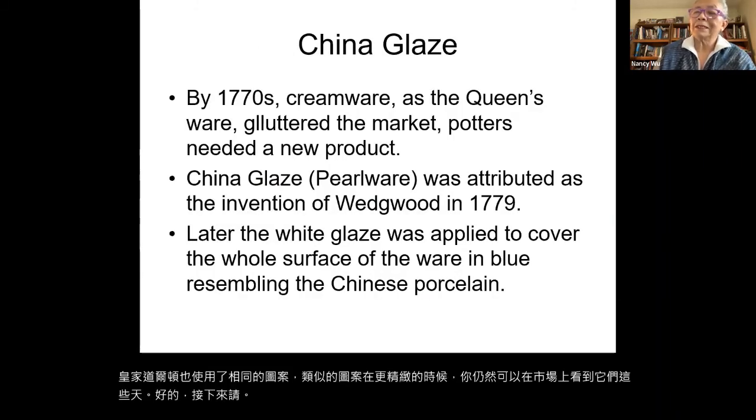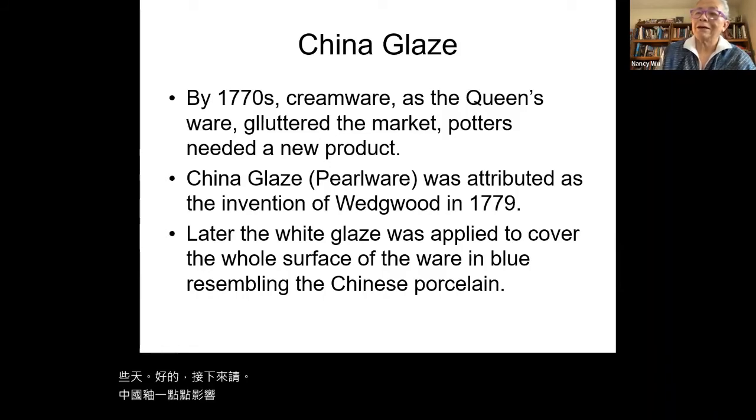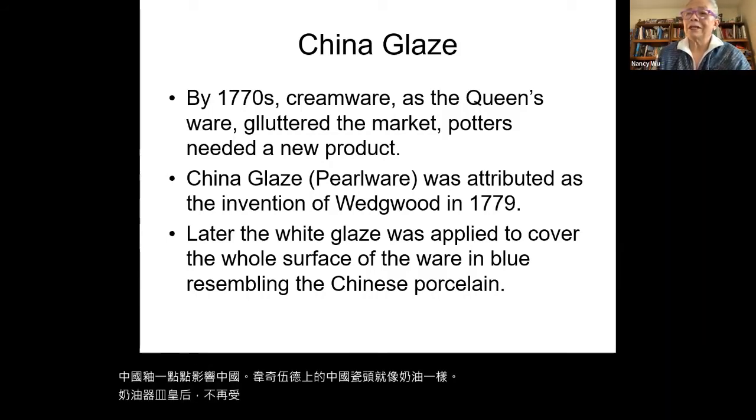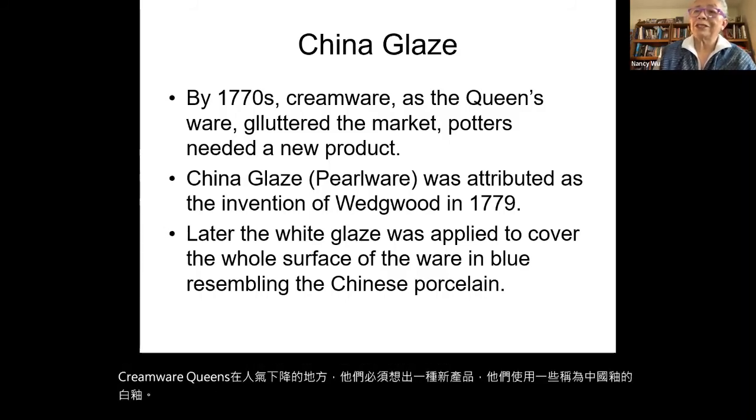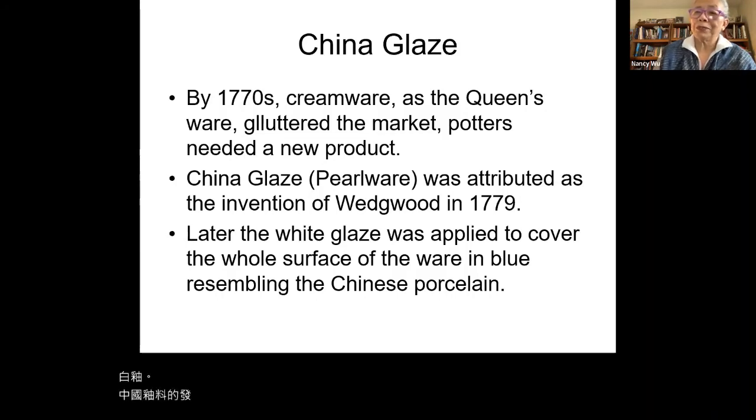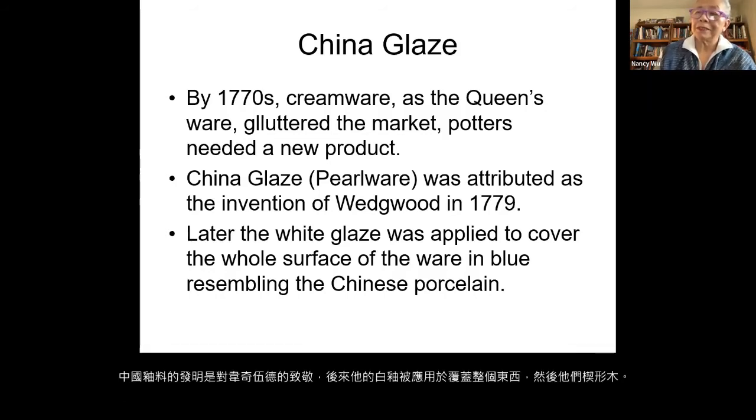A little bit of influence Chinese porcelain had on Wedgwood was that when Queensware fell out of popularity, they had to come up with a new product, and they used a white glaze called China glaze. The invention of the China glaze was attributed to Wedgwood, and later this white glaze was applied to cover the whole thing, and then the Wedgwood people either painted the blue scene or printed the blue scene. I'll show you two examples next.